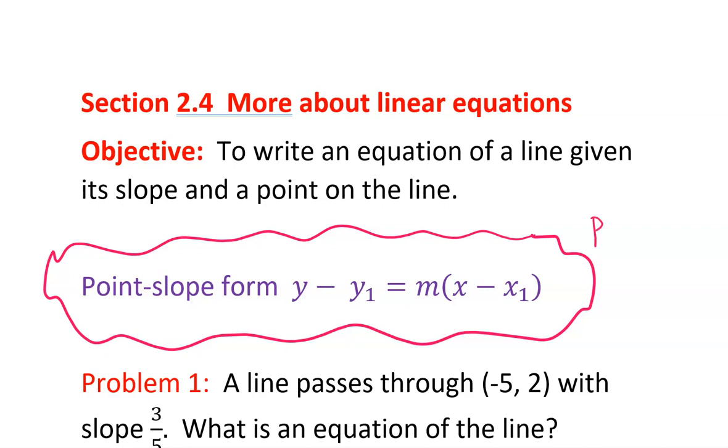Your point is x1, y1, and your slope equals m. Those are the two things that you'll be plugging into this formula. So the ordered pair goes here, and the slope goes there.